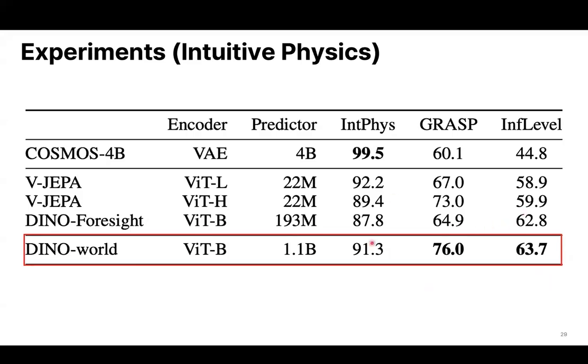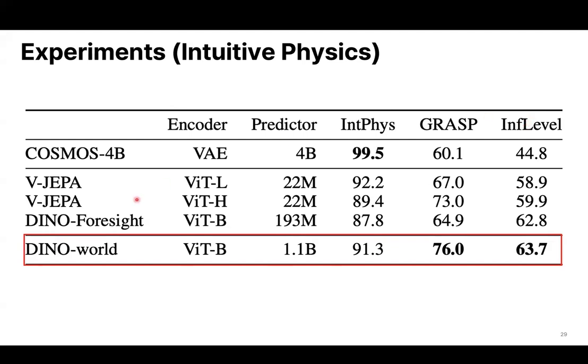And this table shows results on three intuitive physics benchmarks. IntPhys tests whether the model can distinguish physically possible from impossible video events. GRASP evaluates both language grounding and intuitive physics understanding. And InfLevel is inspired by infant cognition, measuring surprise when continuity, solidity, and gravity are violated.